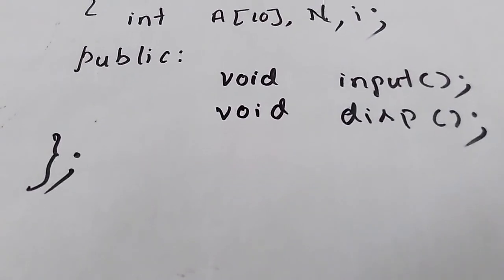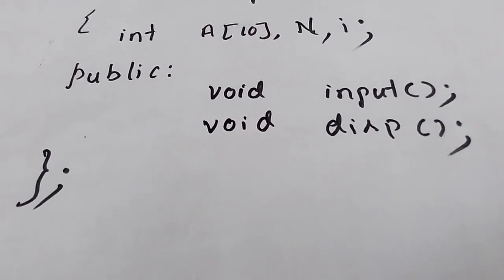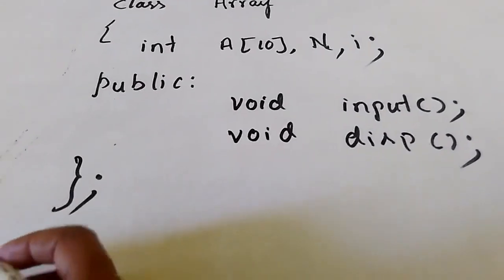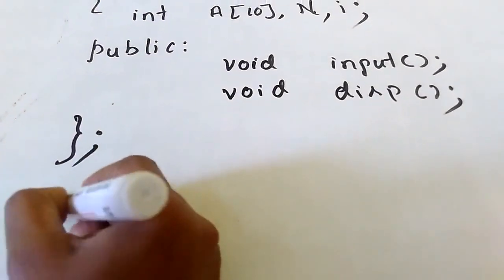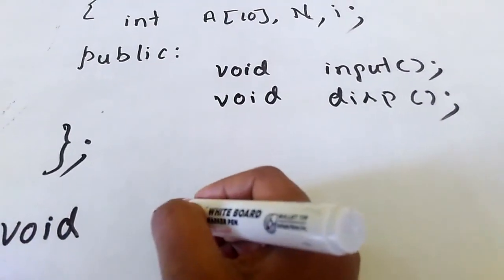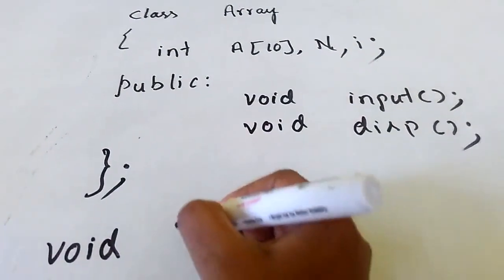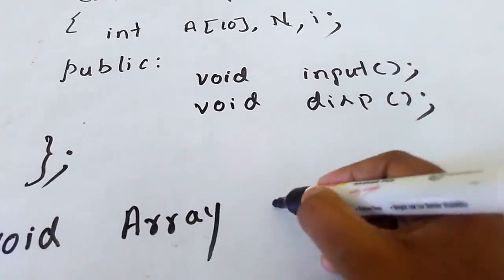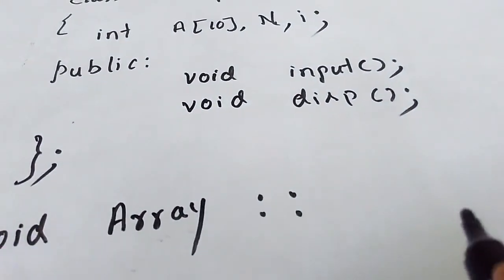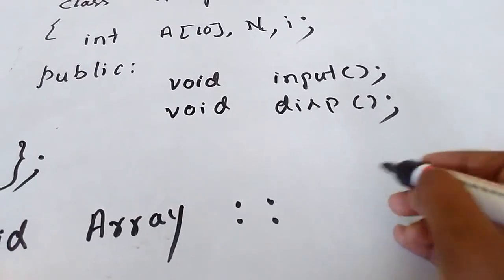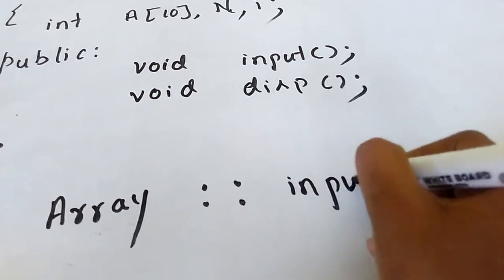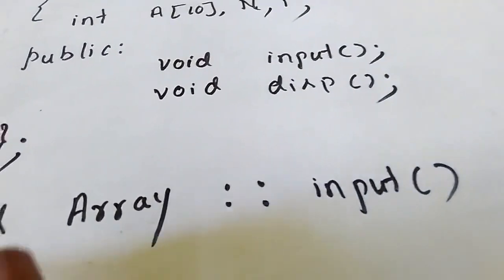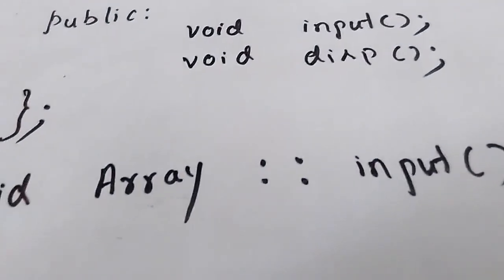What is the syntax to define a member function outside the class? Can you tell me? Return type specifier, class name. What is the class name here? Array is the class name. Return type specifier, class name, scope resolution operator, function name. What is the function name here? Input. Input is the function name. Open close parenthesis. Now open flower bracket.